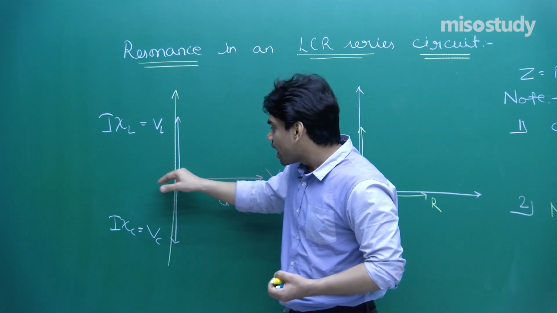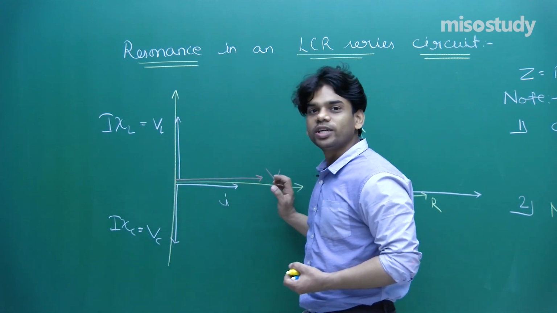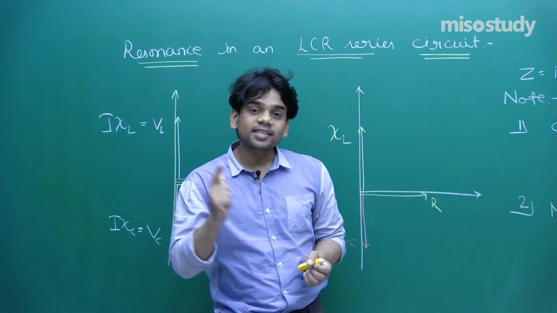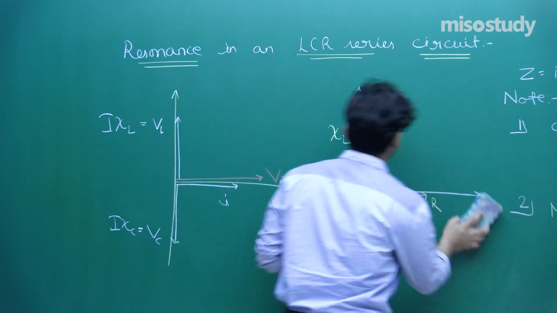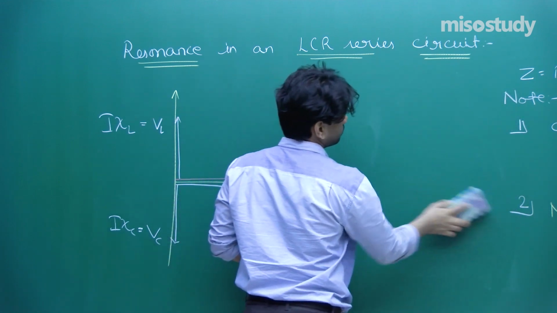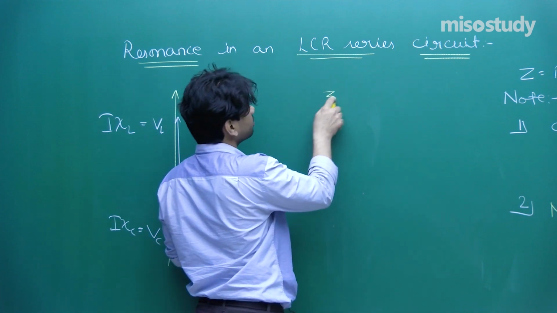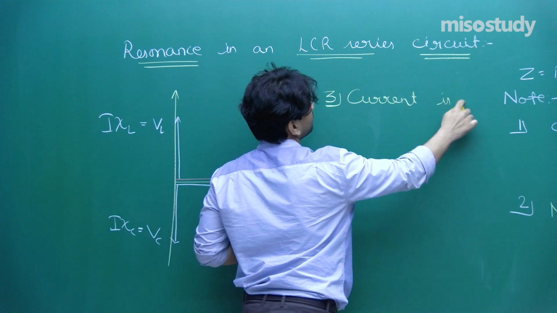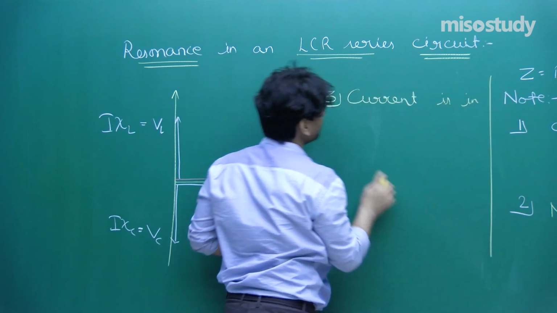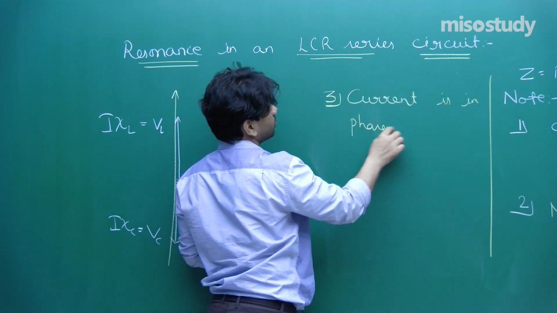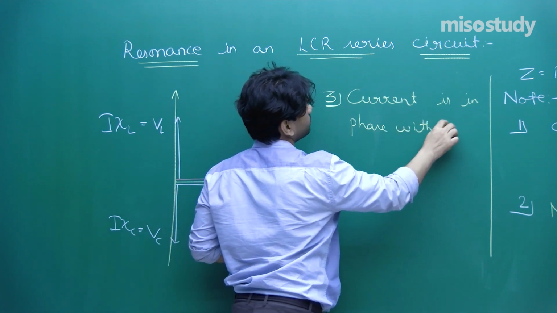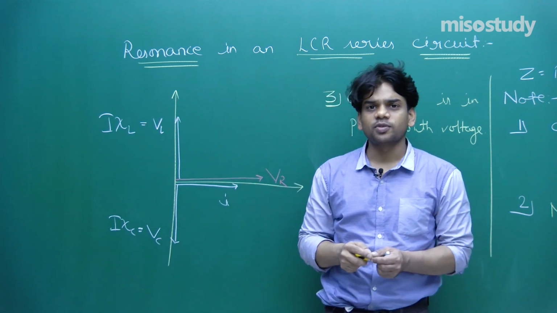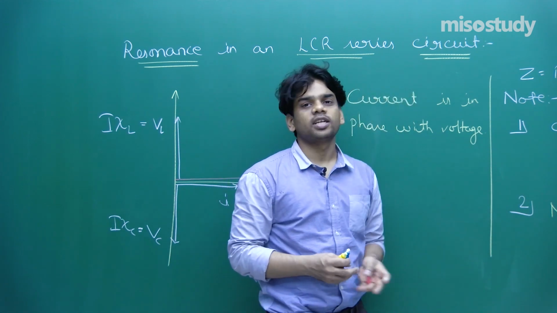So hence, current will be in phase with voltage. That is, there is no phase angle between voltage and current. Hence, I can write the third point about the resonance: current is in phase with voltage. Very easy to understand all these points. With the phasor diagram, with the help of equations, we can easily comment that these 3 points are applicable.